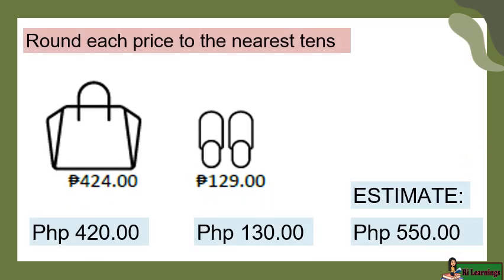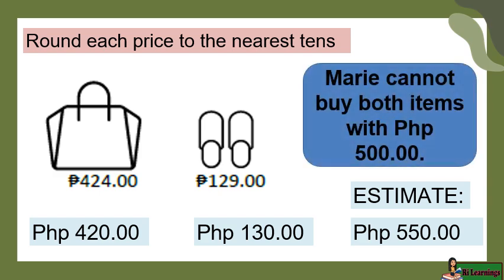Round each price to the nearest tens. 424 will be rounded down to 420 pesos. 129 will be rounded up to 130 pesos. Estimates. 420 plus 130 equals 550 pesos. Marie cannot buy both items with 500 pesos.